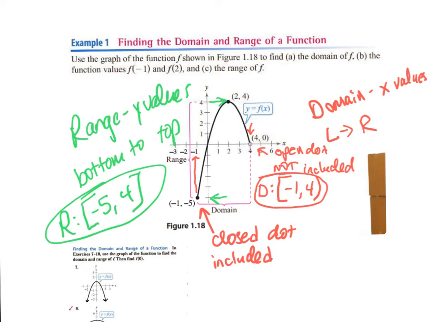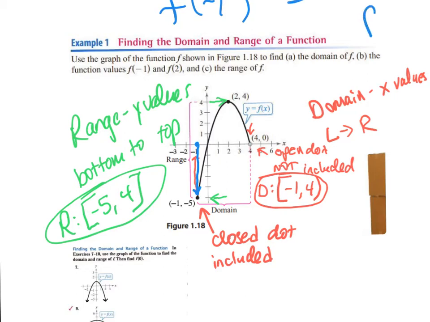When they give you a question like f of -1, f of x is a fancy way of saying y. So f of -1 means when x is -1, what is the y value? So I'm going to look right here. When my x is -1, what is the y value? Well, that would be at +5. So your answer here, f of -1 would be 5.